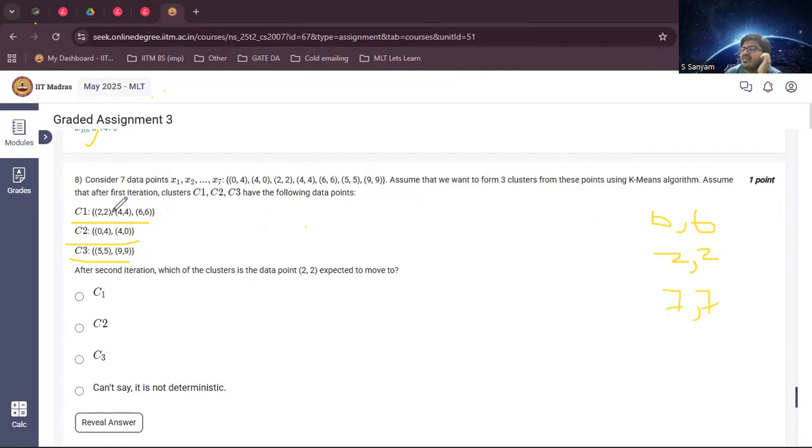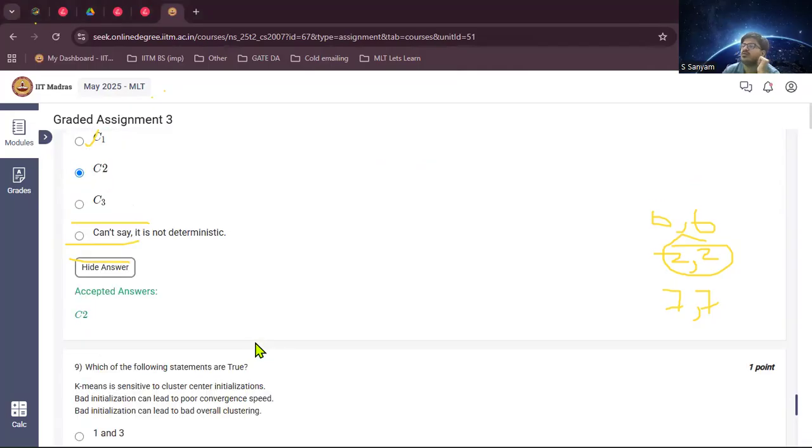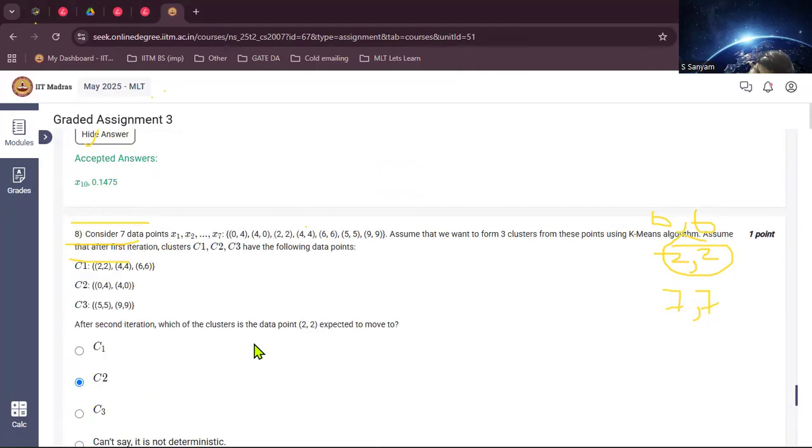Now calculate the minimum distance of 2 2 from each of the calculated means, and the minimum distance is 0, from 2 2. So it will be assigned to C2. New reassignment: so the answer will be 2 2, sorry, C2. Now every question has been answered.